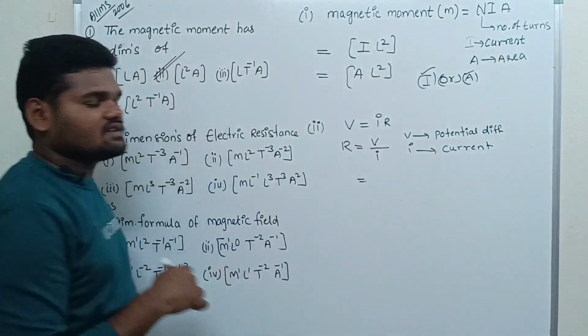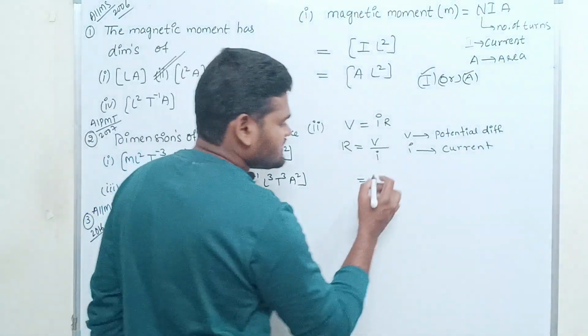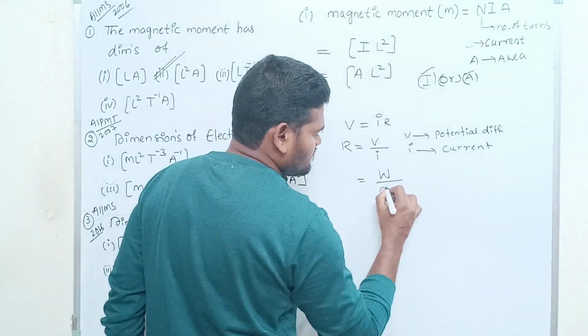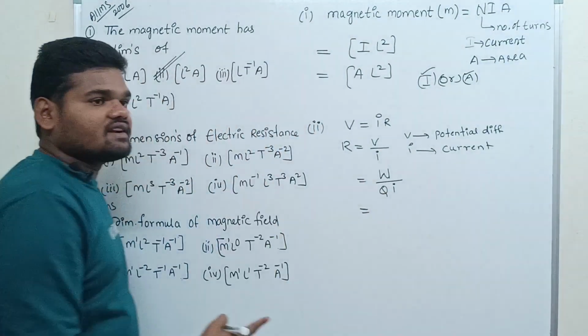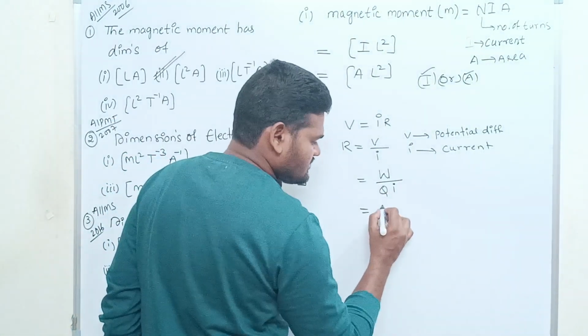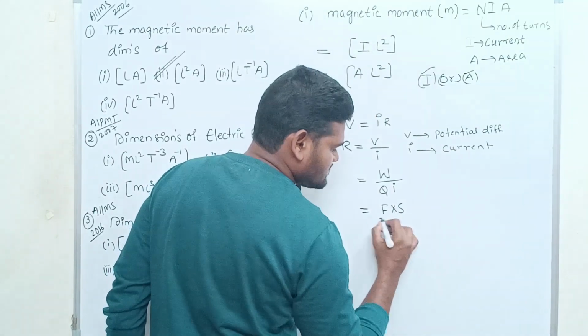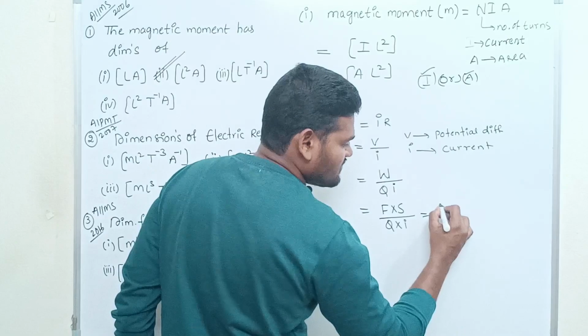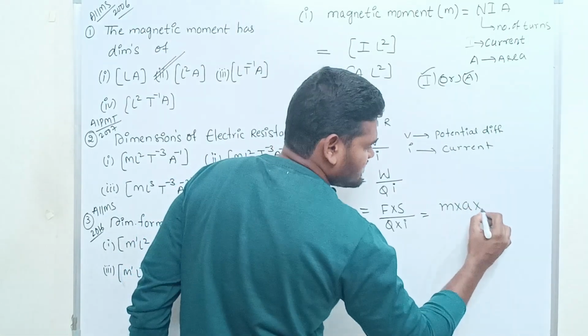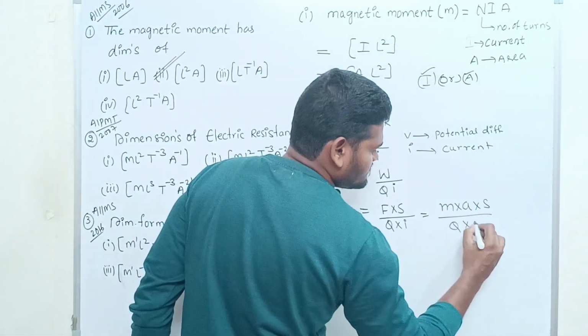Okay, so potential difference. Potential difference means what? Already we have discussed. W by Q. I means what? An electric current. W means work done. W is equals to F into S. Force into displacement divided by Q into I. Force is nothing but what? Mass into acceleration into S by Q into I.